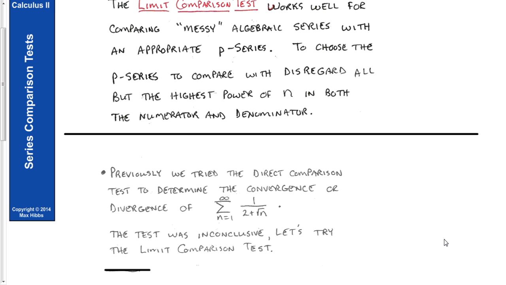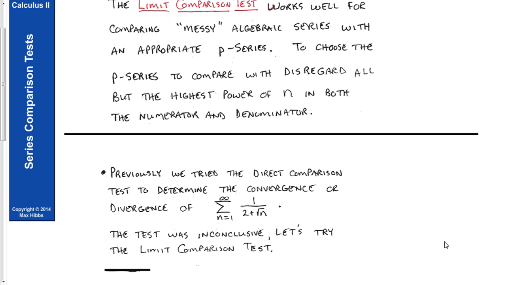Let's look at a problem we did previously, or we tried to do. This was the second problem we tried with the direct comparison test. We looked at the series of 1 over 2 plus the square root of n, and using the direct comparison test, we didn't draw any conclusion. The test was inconclusive, and so we still don't know whether that series converges or diverges.